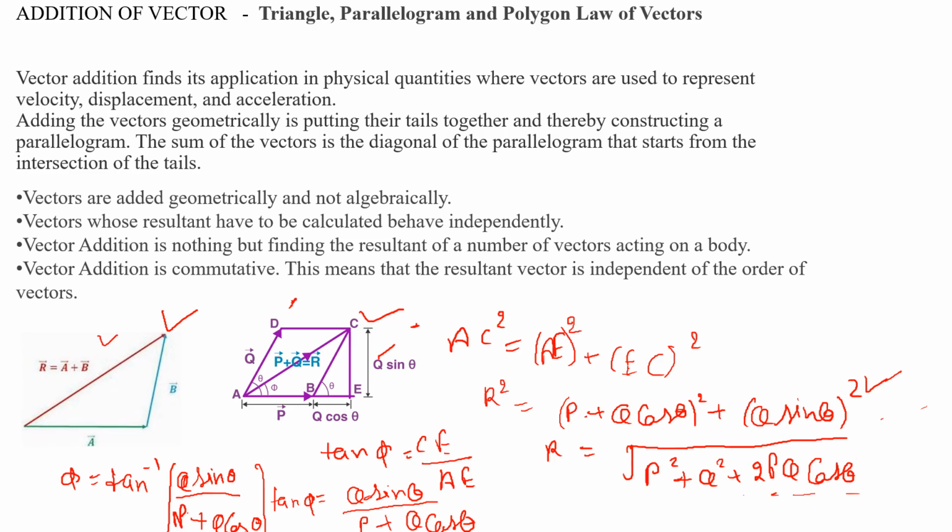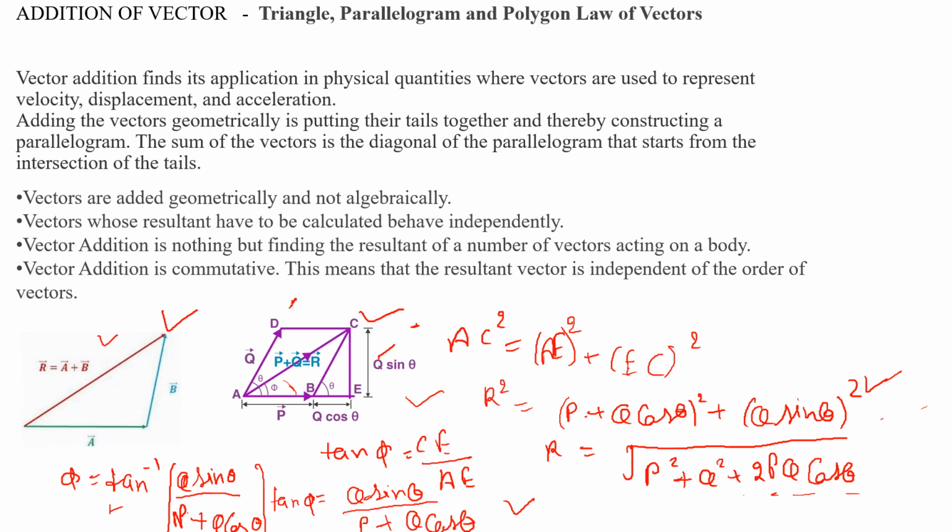Then we find tangent of phi. This is CE by AE. Now the formula is Q sin theta by P plus Q cos theta. Now we get phi is equal to tangent inverse of Q sin theta by P plus Q cos theta. So this is the formula we get by the parallelogram law of vectors.